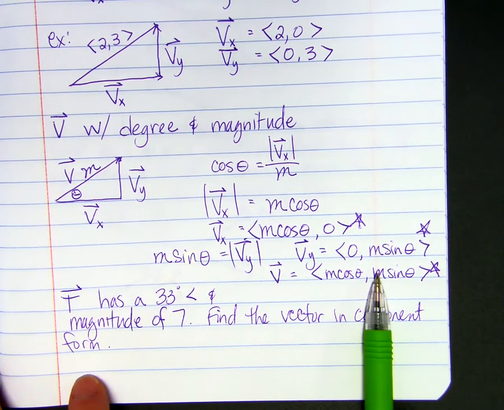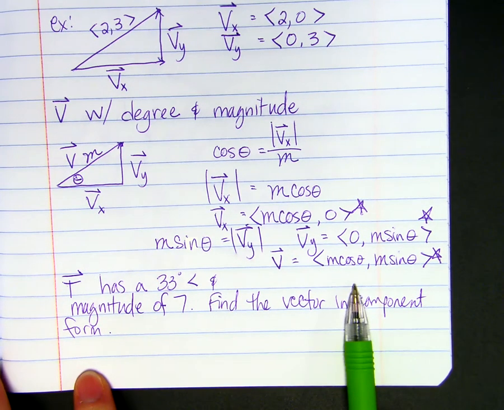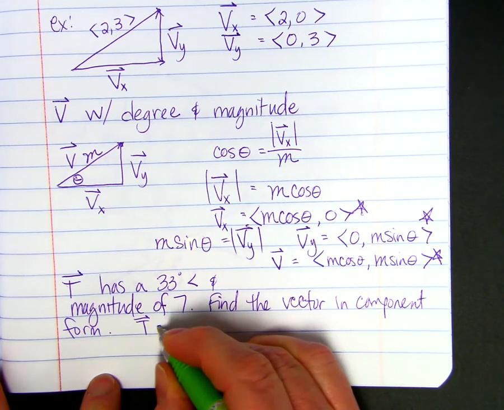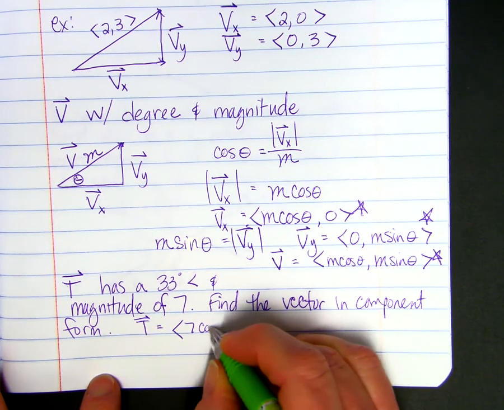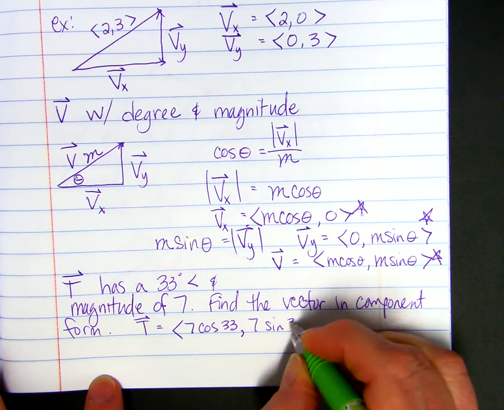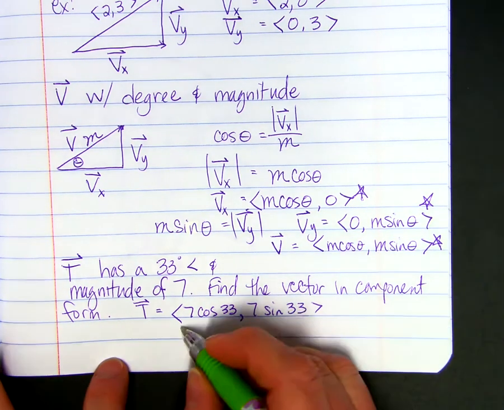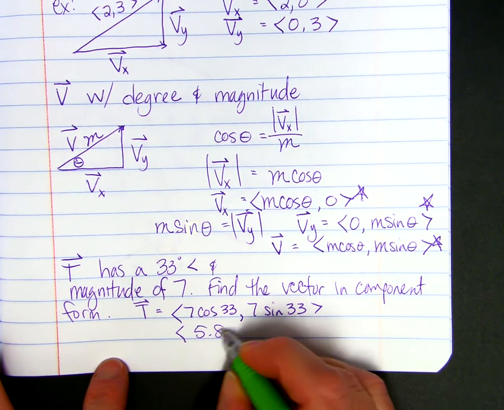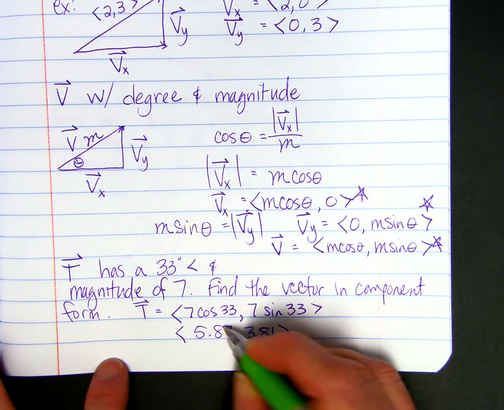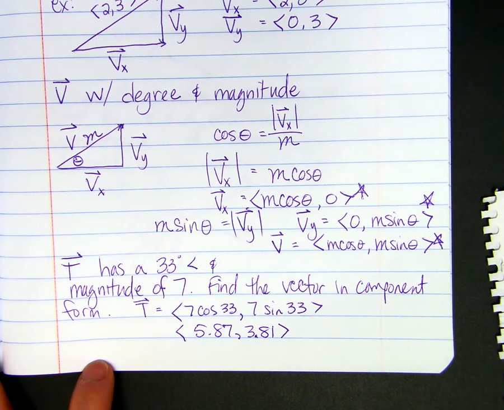So we're going to use this component form for the vector. So we take the magnitude times cosine theta. So 7 cosine 33 and 7 sine 33. And then we just plug that into our calculator and we get 5.87, 3.81. And that's the end of the lesson.